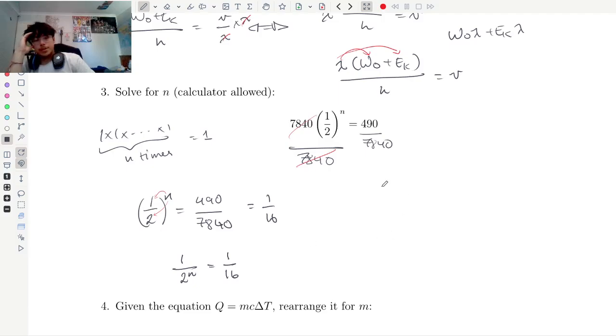And I also know that 16 is equal to 2 times 2 times 2 times 2. 4 times 2 is 8, so times 2. So this is equal to 2 to the 4. So now that I have an expression like this, I can see directly that n here will have to be 4. So n equals 4.